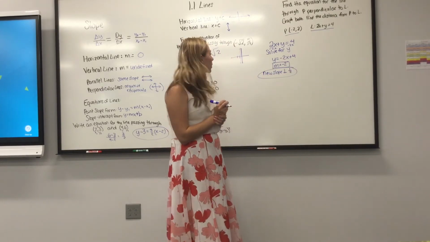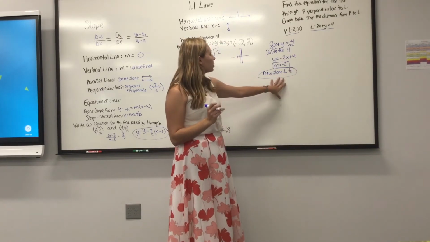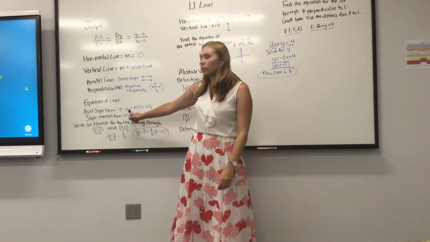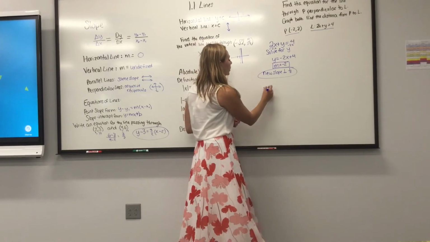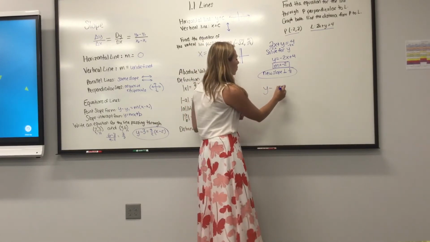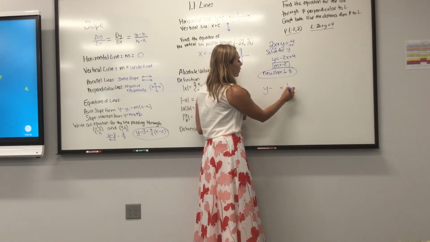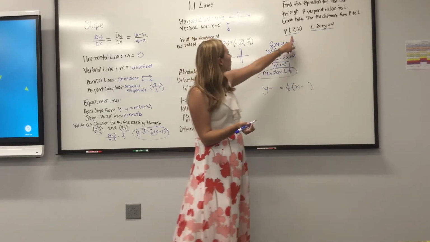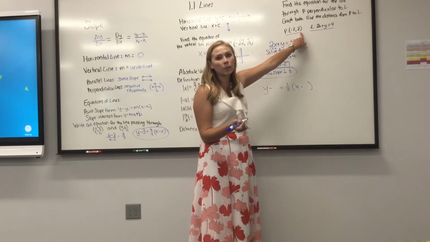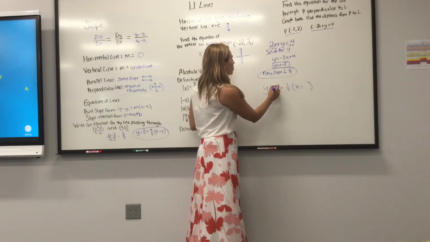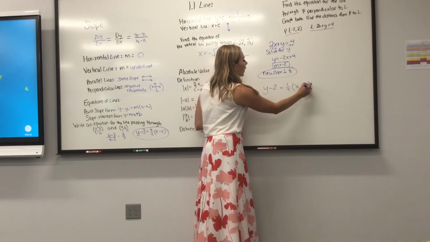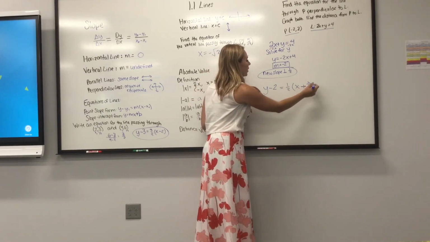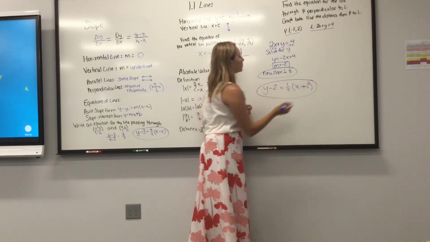So next what we're going to do is we're going to take this new slope and we're going to plug it into our point slope format here. We're going to say y minus y1 equals m times x minus x1. So we're just going to plug in our x1 and our y1 into our formula here. A negative negative makes a positive, and we have our equation.